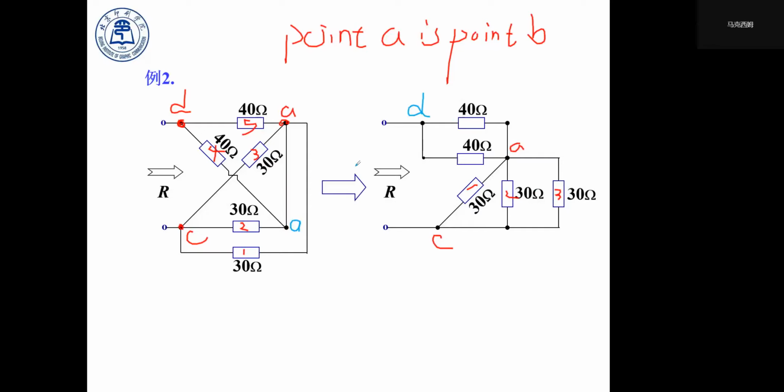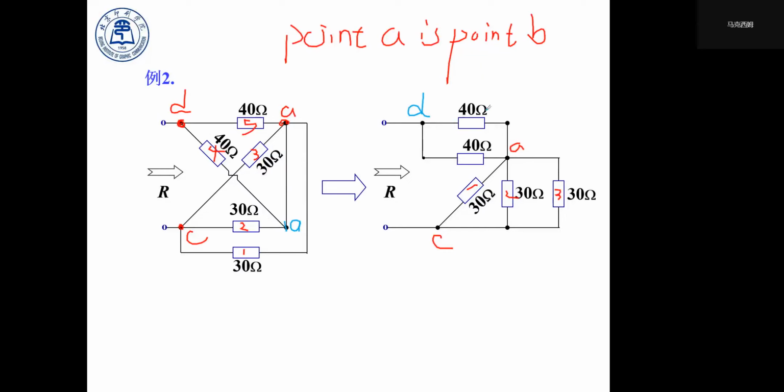Do you follow? I think it's not very difficult. We just have to make clear the connection of each component, and then find which points are identical or equivalent to other points. So in this example, those two points, A and the former B, are actually connected by a wire, so they are the same point.